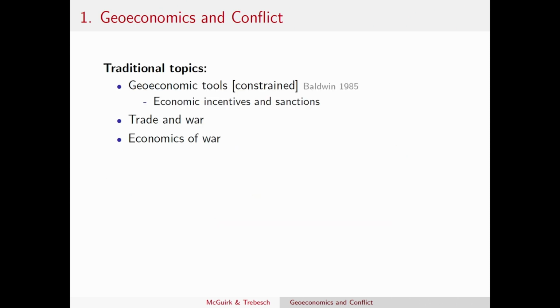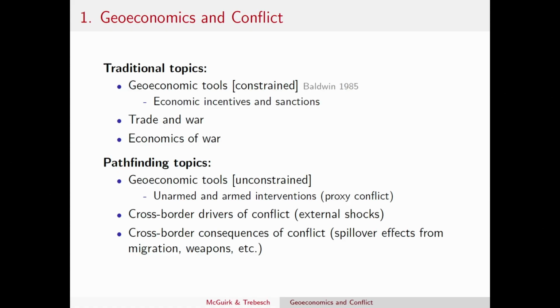So what I'll do for the rest of this talk is very briefly touch on the traditional topics at the intersection of geoeconomics and conflict. These are areas that are pretty well researched, very active literatures. By all accounts, we welcome more proposals in these areas. But then we're going to shift our focus onto what we're calling pathfinding topics. The traditional topics are the age-old tools of economic statecraft from Baldwin. Think of economic incentives like aid, preferential trade agreements, and so on.